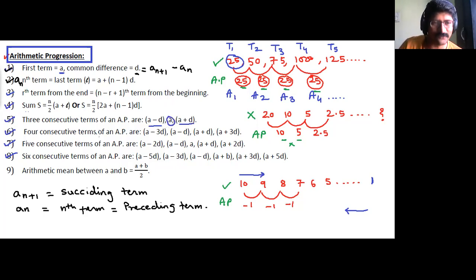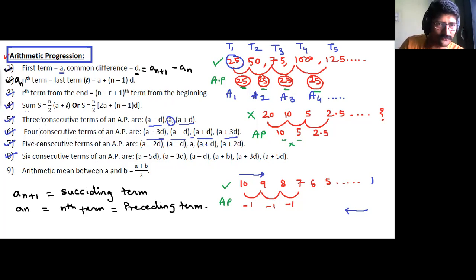Okay, you'll understand all these things, students, whenever we do sums based on this. If we want 4 terms, then the terms should be a minus 3d, a minus d, a plus d, and a plus 3d. So there are 4 terms: 1, 2, 3, 4. You'll have to choose numbers this way, wisely, so that the calculation becomes easy. Otherwise, you can choose anything.